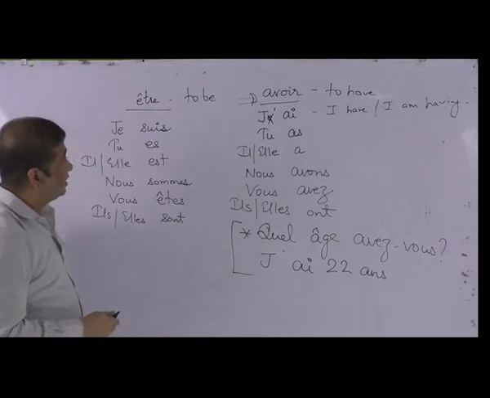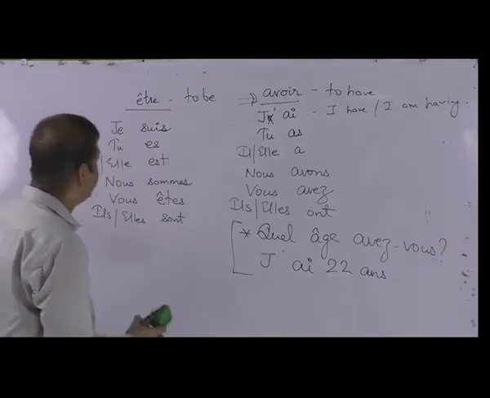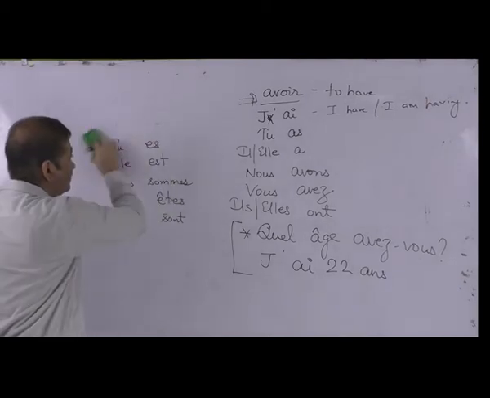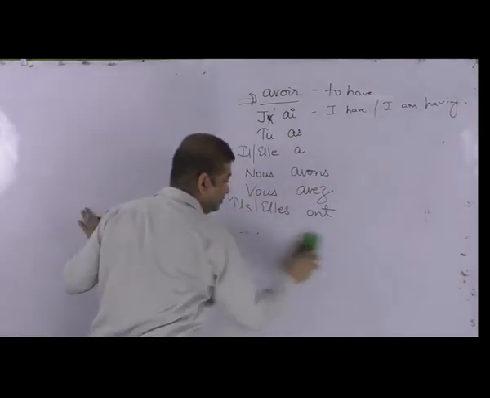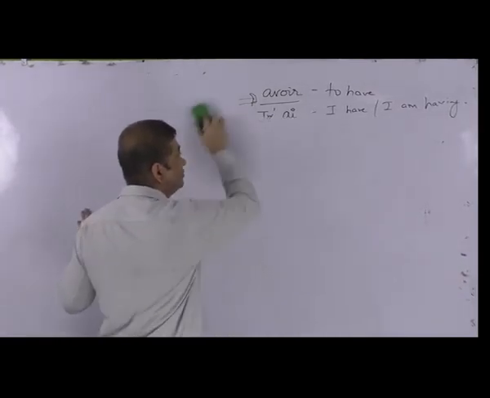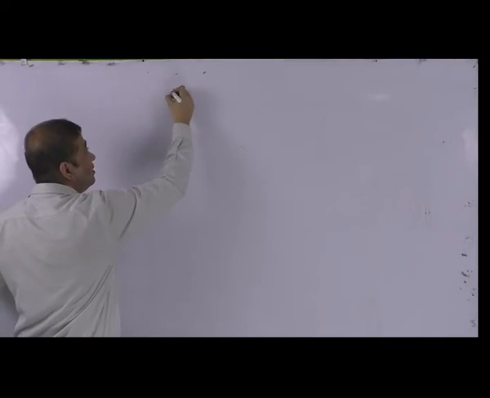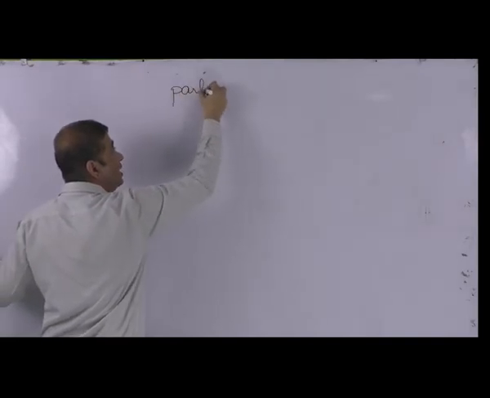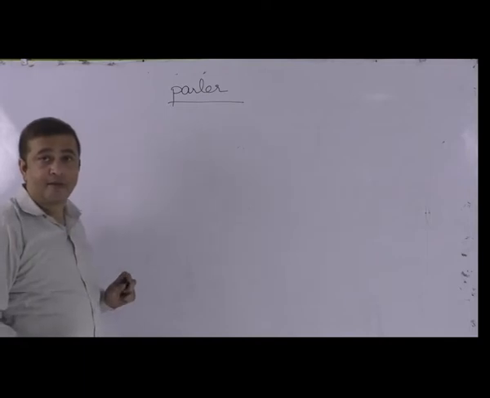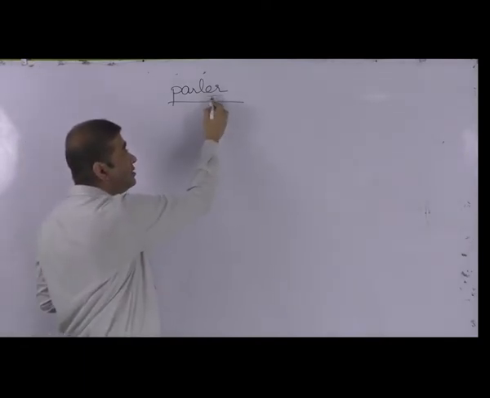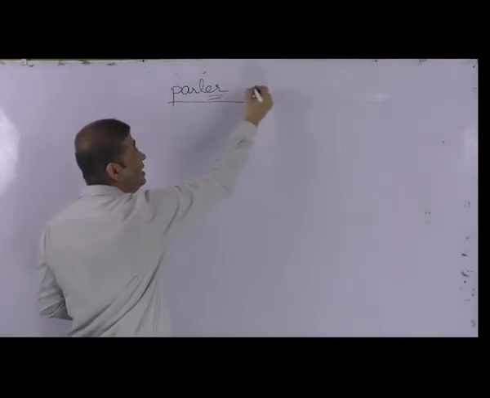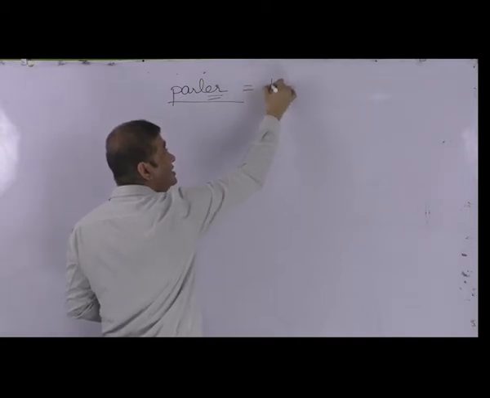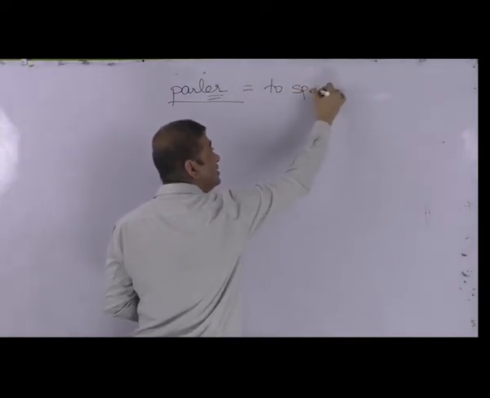Well, we'll proceed to the next verb. That is the er ending verb, the first group verb. When we talk about the first group verb, for example, we are going to work on the verb parler. You can see parler is ending with er, which means it is a first group verb. There is a set conjugation for the first group er ending verbs. First of all, the meaning of parler is to speak.